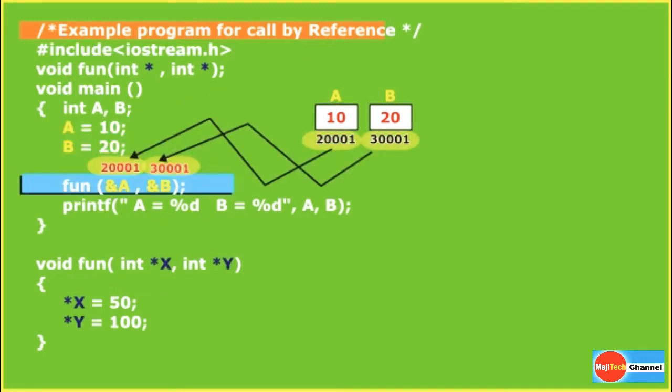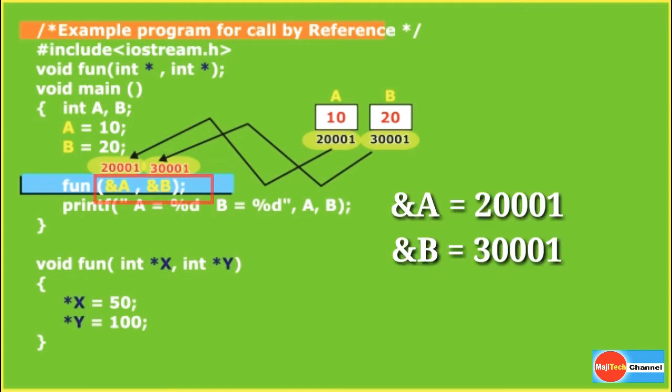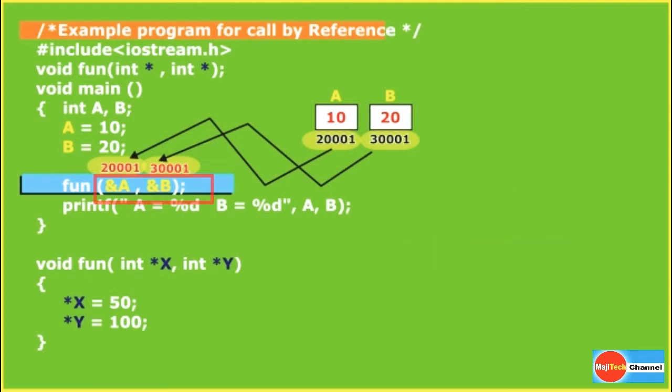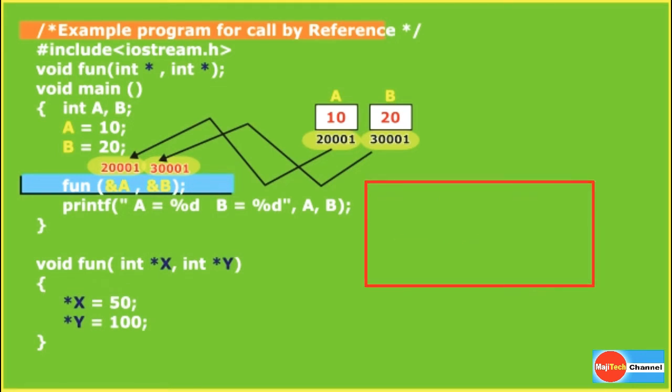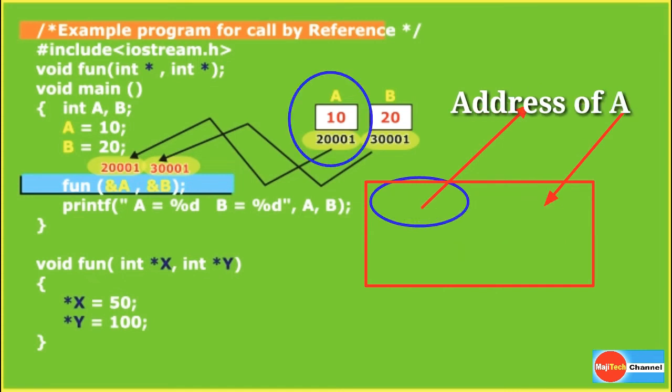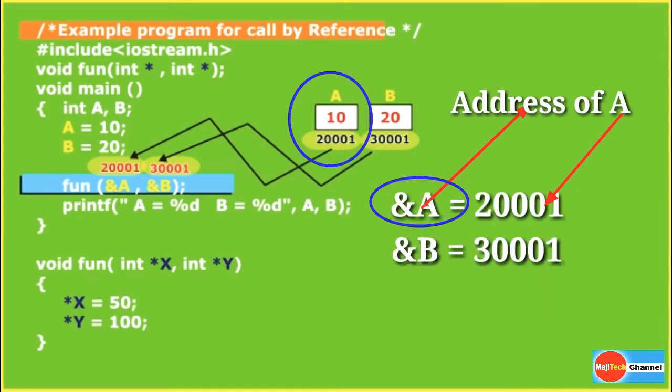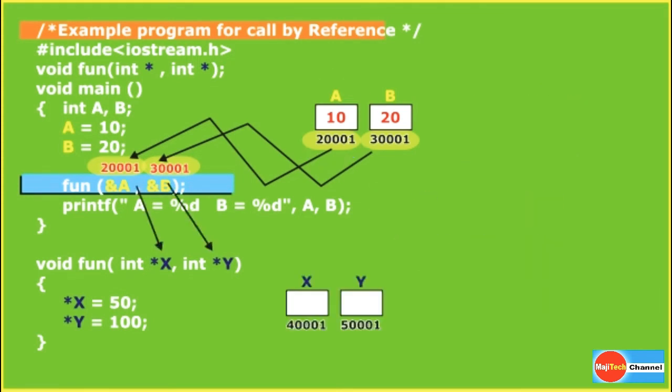We are calling the function by giving the addresses or references of a and b as arguments. This function call is called function call by reference because we are providing references or the addresses of the arguments. Therefore, it is function call by reference. Control will be transferred to the fun function.